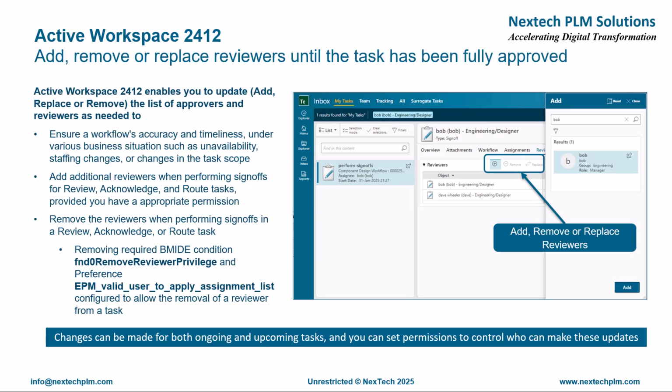Active Workspace 2412 enables you to add, remove, or replace the approvers and reviewers as needed until the task has been fully approved. This helps you ensure workflow accuracy and timeliness under various business situations such as unavailability of reviewers, change in the reviewers, or changes in the task scope. Users with appropriate permission can update the list of approvers and reviewers. This can be controlled with simple configuration in BMIDE and Preferences.